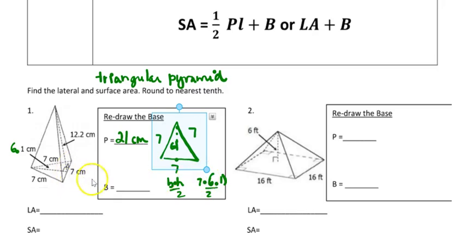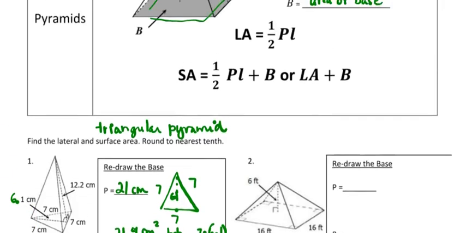Which gives us 21.4 centimeters. All right, and now to find the lateral surface area and the total surface area, let's look up here.